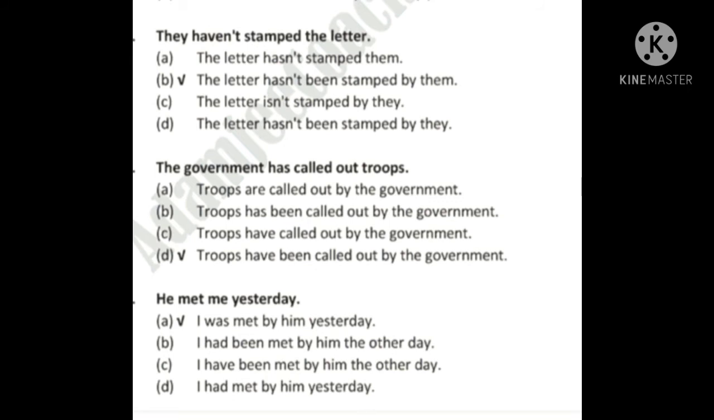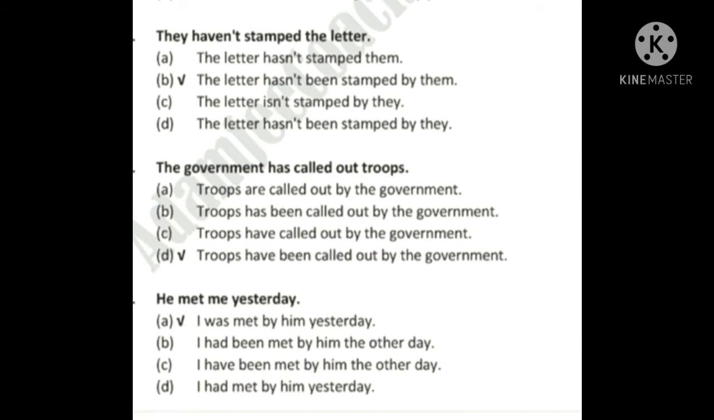The fourth one. The government has called out the troops. Now has called out, again has or have, when it is coming you have to remember that in the passive voice the answer will be has or have plus been plus verb. Okay, has or have plus been plus verb in the past participle form. So where is the word been over here? Troops has been called out is there and have been called out, both are there. Now troops means it is plural, so it is have, so that is the correct answer over there.